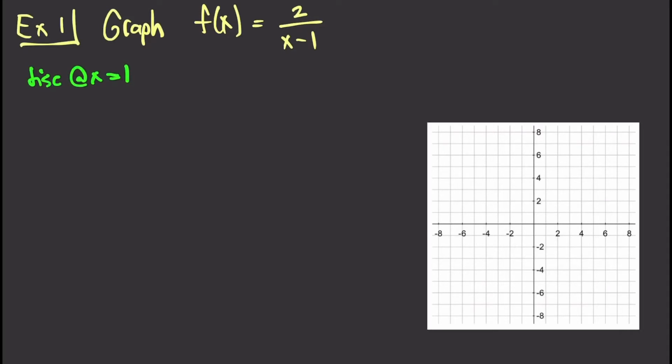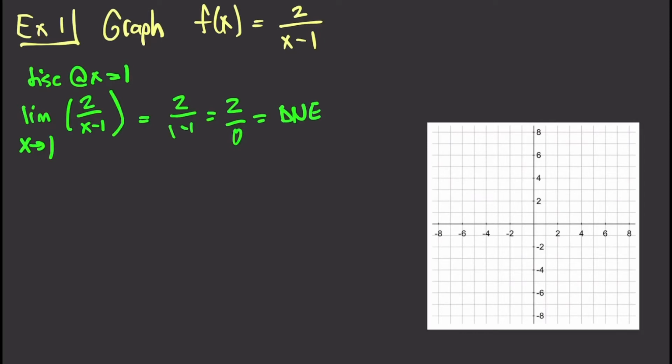So now, once I know where I have discontinuity, the very next thing I like to do is take the limit as x approaches that value. Okay, well, I'm going to take the limit of f of x. If you notice here, I can't do anything with this. I have to use direct substitution. I can't simplify this at all. So if I plug in a 1, I get 2 over 1 minus 1, which is 2 over 0, which means that does not exist.